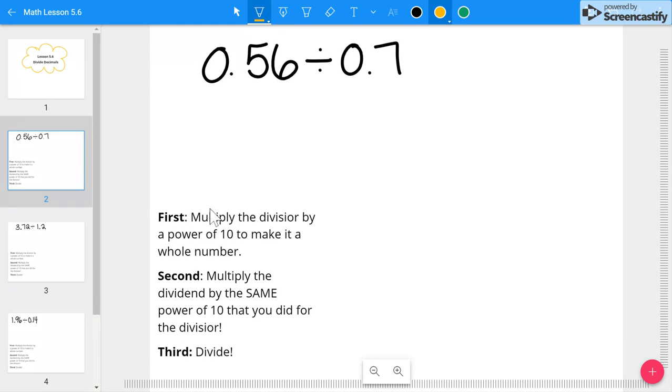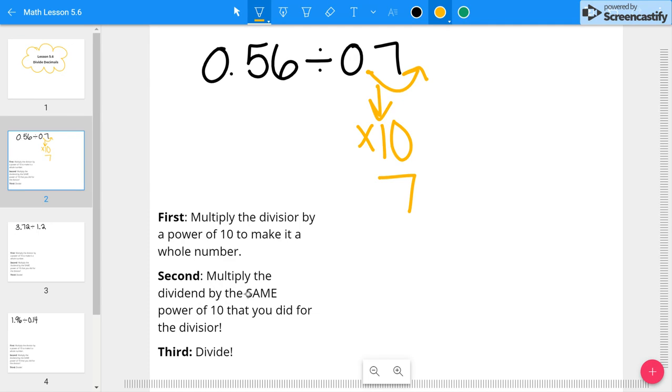So our first step is to multiply the divisor by a power of 10 to make it a whole number. So I want to try and get rid of this decimal point from my divisor. So I know that I can multiply this by 10. I can move that decimal point one time to the right. So that's multiplying it by 10 to make it the whole number 7. So I'm going to do the same thing now to the dividend.